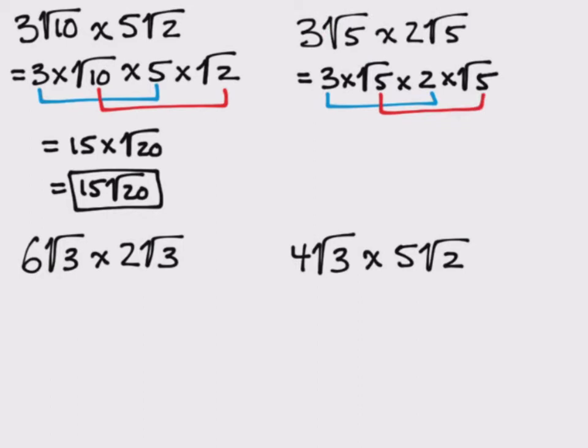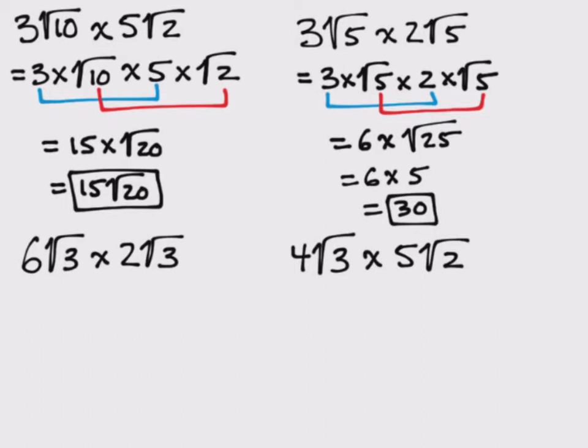Now, 3 times 2 is 6. That's great. And the square root of 5 times the square root of 5, you can think of that in two ways. Well, the square root of 5 times the square root of 5 is the same thing as the square root of 5 times 5, also known as 25. But 25 is a perfect square. The square root of 25 is just 5. So we end up with 6 times 5, which is 30.